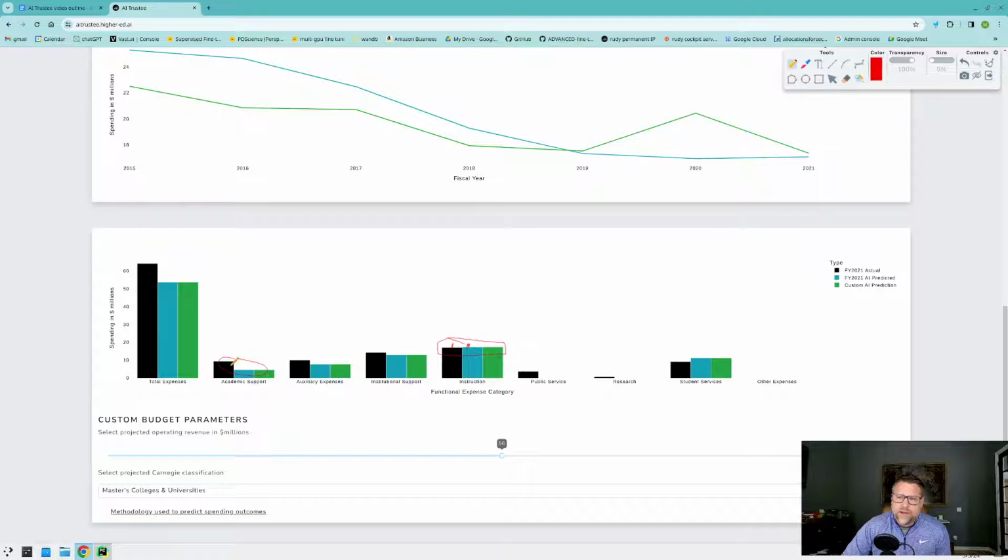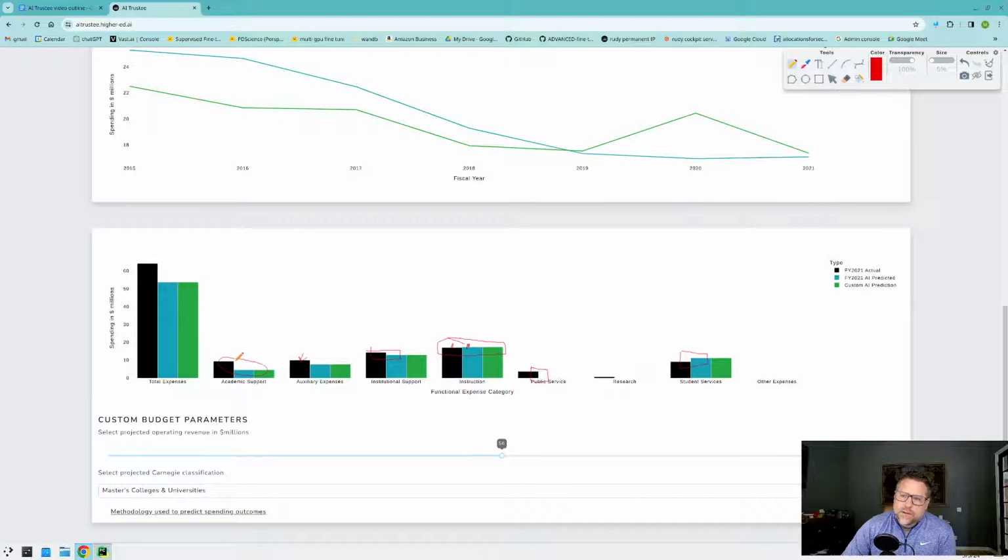They're spending a ton on academic support, spending a lot on auxiliary enterprises, and this turned out to be partly due to a really expensive food service contract that I highlighted in a previous video showing how we used 990s to identify any potential inefficiencies with contractor spend. Again, institutional support, this is upper admin, higher than expected. Public service, higher than expected. That may be normal, though. I think this might have been a museum that they have. Student service is actually below expected.